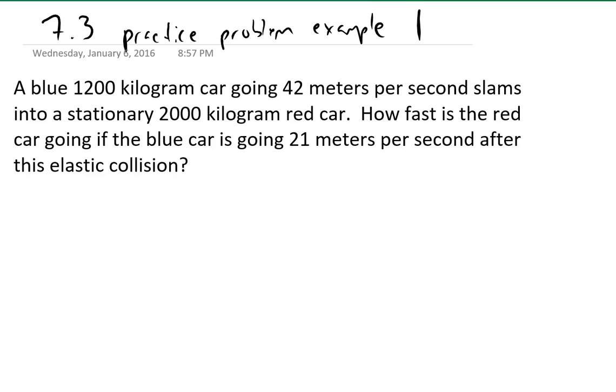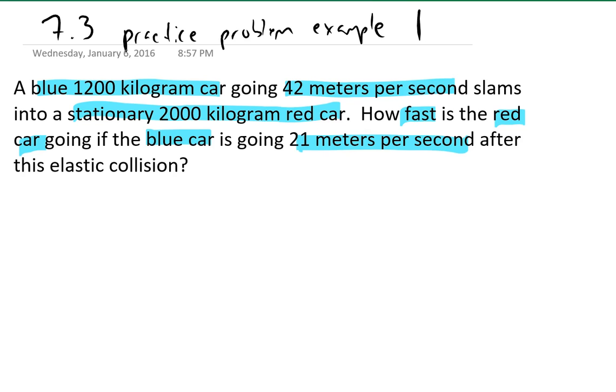Okay, so just like before, it helps to identify and label your numbers. In this one, we have a blue 1,200 kilogram car going 42 meters per second slams into a stationary 2,000 kilogram red car. How fast is the red car going if the blue car is going 21 meters per second? I've highlighted a lot of important information here, but first let's take a look at the equation we need.